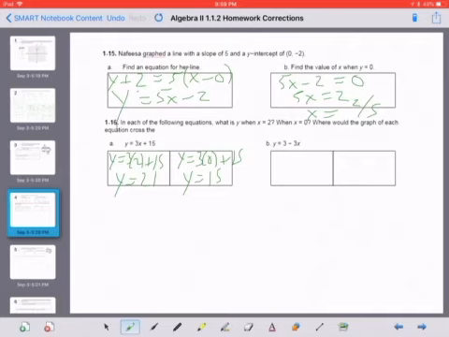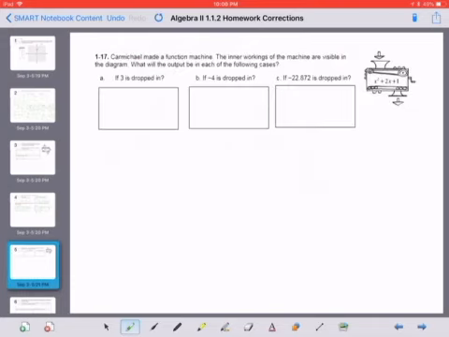So same thing in the next one. We're going to plug in 2. So y equals 3 minus 3 times 2, or 3 minus 6. So y equals negative 3. And when it equals 0, y equals 3 minus 3 times 0, so y would equal 3. So negative 3 and 3 are the answers to that second one.